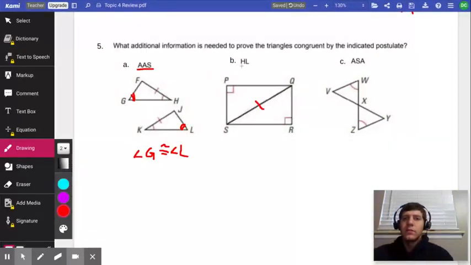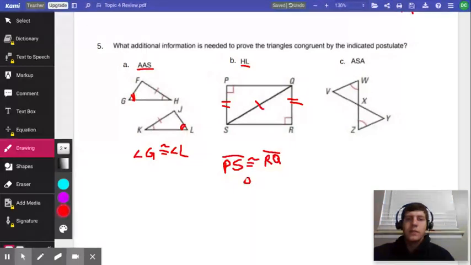So they want us to use HL to show that these two triangles are congruent. So HL, you need right triangles. We have two right angles. That's giving us right triangles. SQ is the hypotenuse for each of these two triangles. So hypotenuses are good. And then the third thing is we need a pair of legs. So in order to prove these are congruent by HL, we would need a pair of legs to be congruent. So that means PS has to be congruent to QR. They would have to tell us that segment PS is congruent to segment RQ.